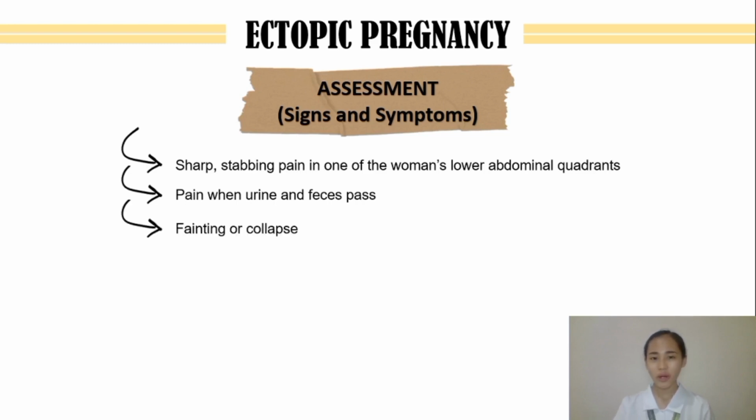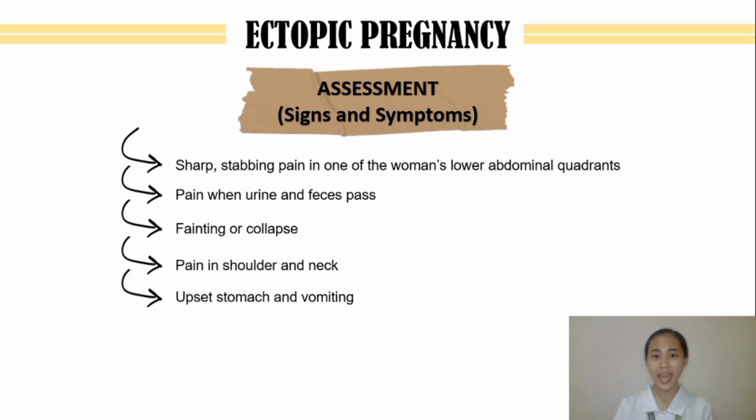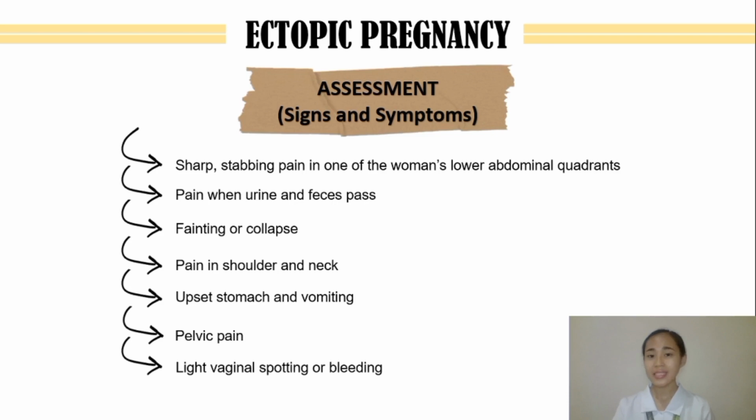Third, fainting or collapse. This is a sign of an impending shock due to massive blood loss. Fourth, pain in the shoulder and neck. It is also caused by the irritated phrenic nerve. Next, upset stomach and vomiting, caused by the effect of HCG. Pelvic pain, also caused by the irritated phrenic nerve. Light vaginal spotting or bleeding caused by the ruptured ectopic pregnancy. And lastly, rectal pressure, which is also caused by the irritated phrenic nerve.